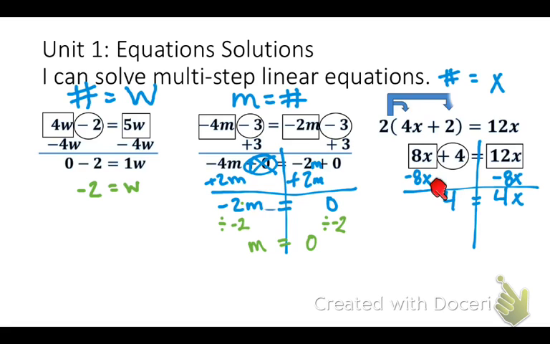And on my last one over here, the 4 equals 4x. Again, I see that the 4 and the x are being multiplied, so I'm going to divide by 4 on both sides. That leaves me 1 equals x.